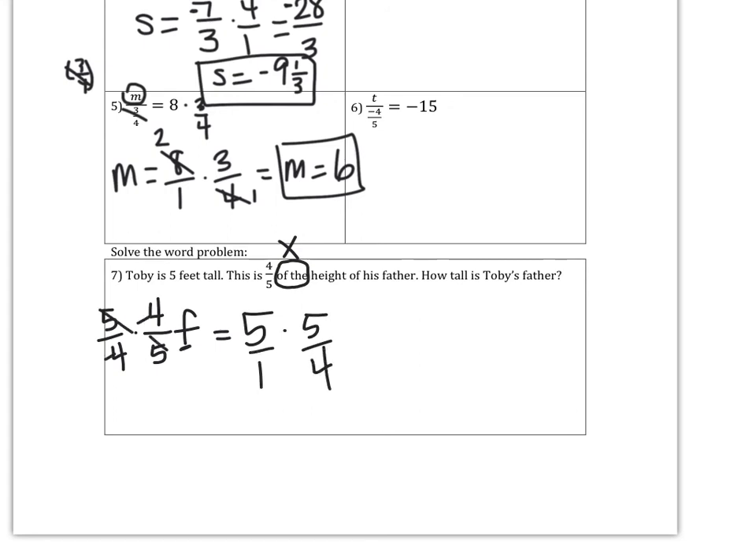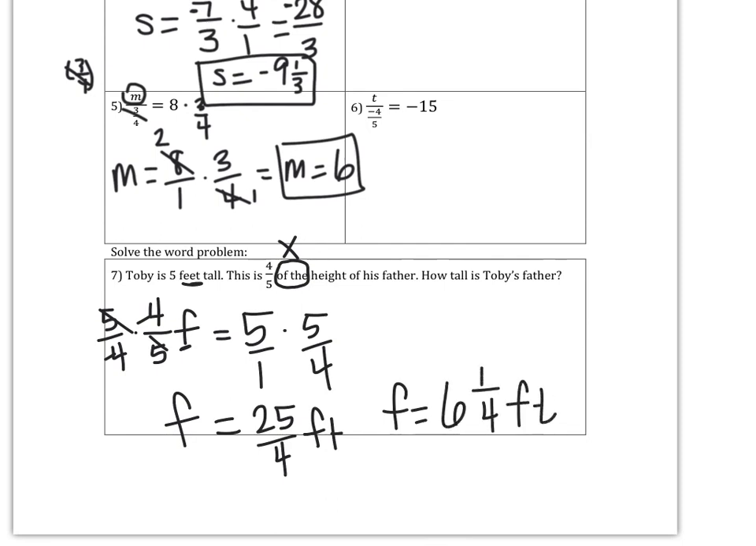So let's cancel out. We have f equals 25 over 4, and let's see, our units is feet, and we have to turn that into a mixed number, so f equals 6 1/4 feet. So his father is 6 1/4 feet tall.